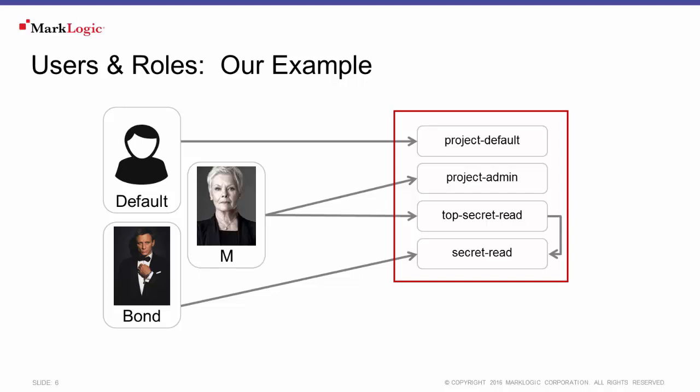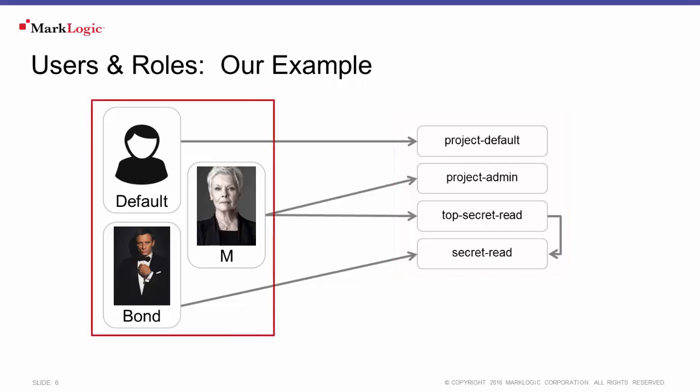And because the security database is shared, this role could be useful across different projects and databases where these classification schemes are present. And finally, we'll create a role called Secret Read. Users with this role will get read permissions on secret documents, but not top secret documents. And again, this role could be useful across different projects and databases. We'll then create users and assign them to these appropriate roles. So let's go ahead and implement this example.